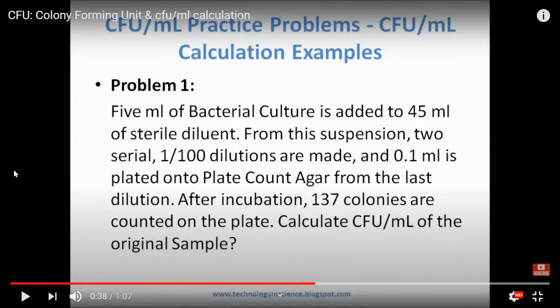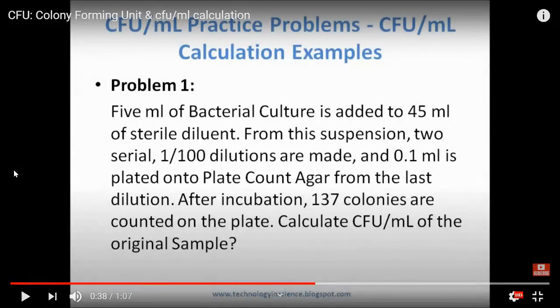So this problem is a little bit more complicated. They're not using standard amounts to do their dilution. Here they're going to take 5 milliliters of their bacterial culture and they're going to add it to 45 milliliters of sterile broth or sterile water. So you have to calculate your dilution, right, based on that.